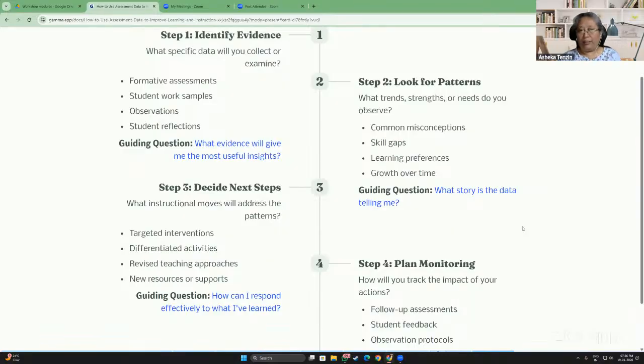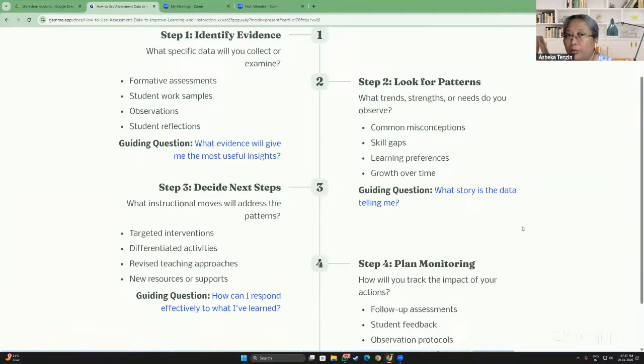Okay. Number one is you identify the evidence. What specific data will you collect? Okay, what data are you going to collect in your classrooms from tomorrow? You will have formative assessments, different student work samples, the worksheets that they do, the observations that you have in the classroom, the reflections that the students write. Okay, so the main question is, what evidence will give me the most useful insights? Okay, out of these, what evidence will give me the most useful insight that I need to change instruction?